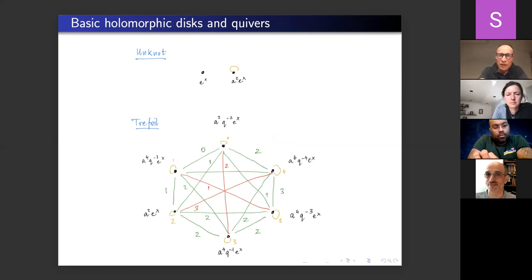So the unknot, you have this little quiver. For the trefoil, you have a quiver with 6 nodes, and the linking and self-linkings are somehow indicated in the picture by green lines and whatever the other color is. So it's a little bit complicated. And this is supposed to capture all representations? Yes. Well, at least all symmetric representations.